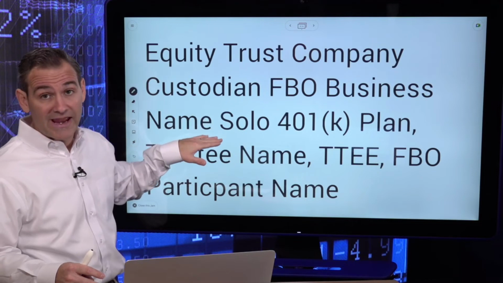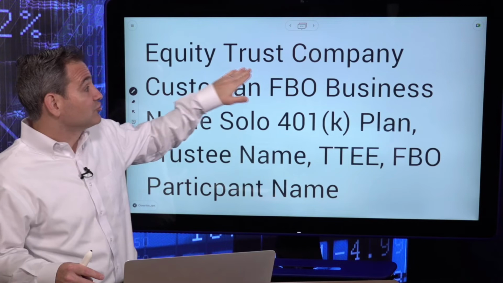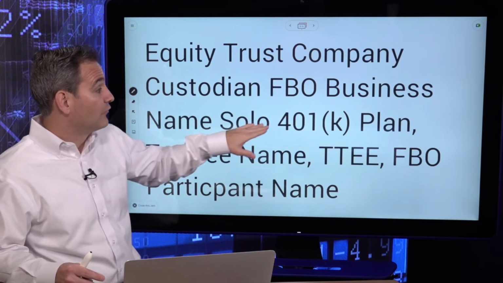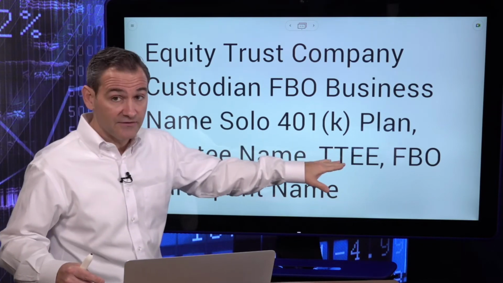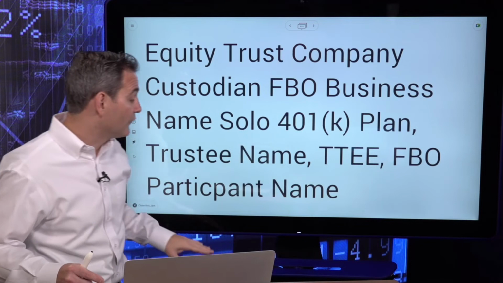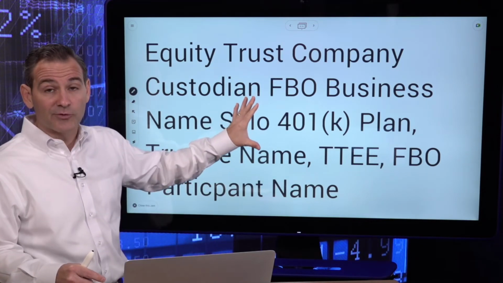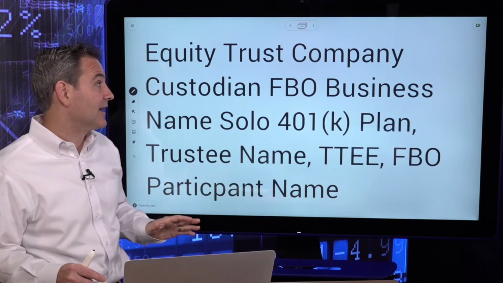And let's say the plan is called the John Smith Solo 401k plan. So it'd be Equity Trust Company, Custodian, FBO, John Smith Solo 401k plan, John Smith, TTEE for trustee, FBO for benefit of John Smith. All right, so that's the Solo 401k. We covered the IRA, the HSA, the CESA, and the Inherited IRA.